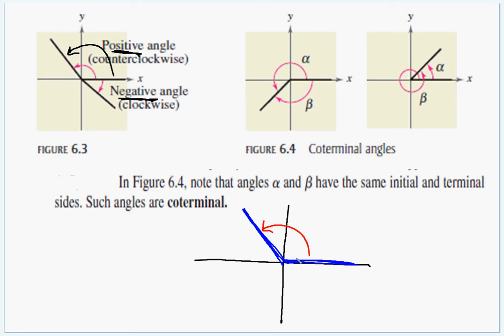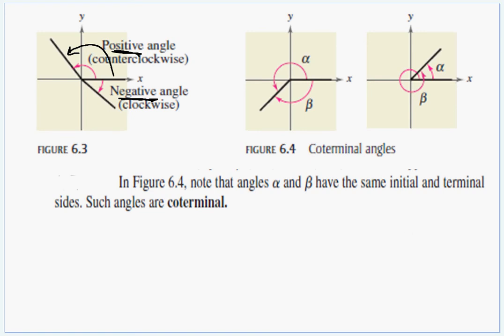Well, what if I went like this? I'm going to start on my same initial side, but I'm not going to stop here. I'm going to do another lap around, and then I'm going to stop. See, we did an extra spin around the circle, but we did have the same initial side. We did stop on the same terminal side, so that would also be a coterminal angle.